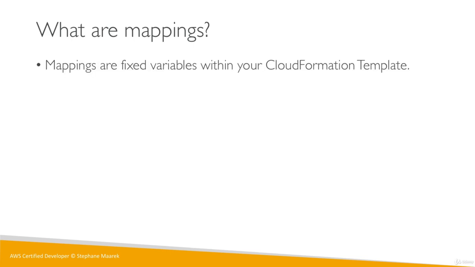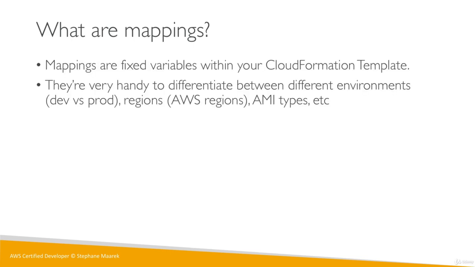Now let's talk about mappings. Mappings are fixed variables within your CloudFormation template. They have to be hard-coded. They're very handy if you need to hard-code some values based on different environments you're in, so dev versus prod, or regions, such as AWS regions or AMI types, etc. And as I said, all the values must be written out explicitly in your template.